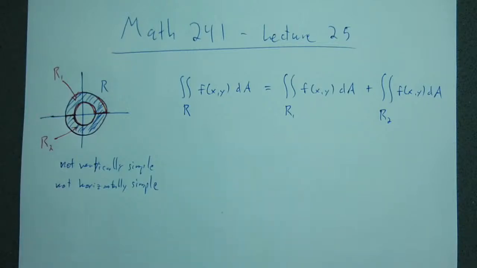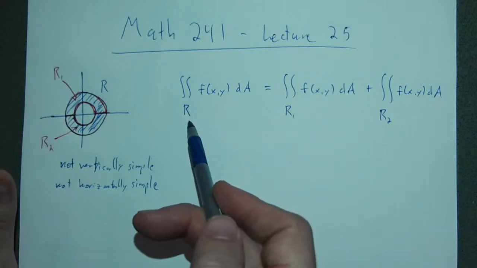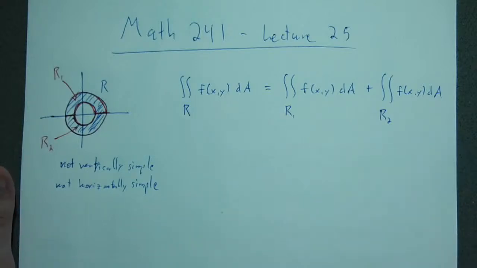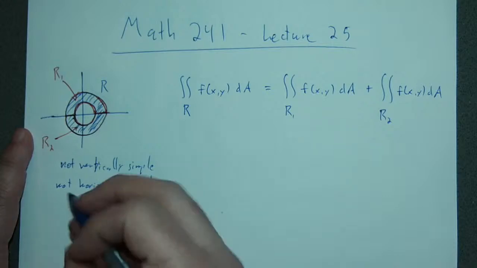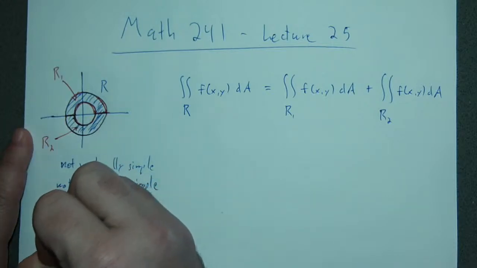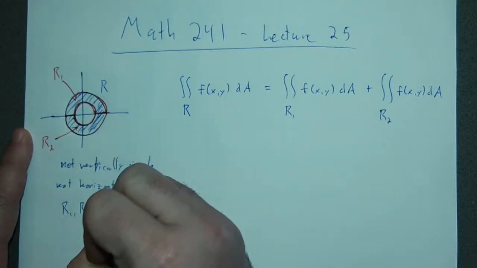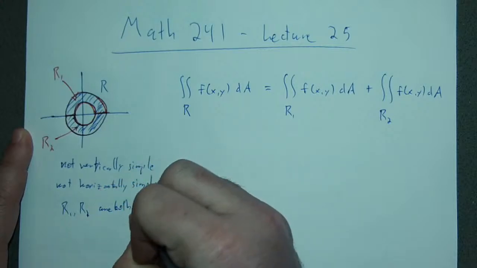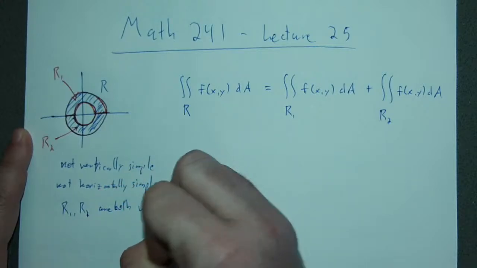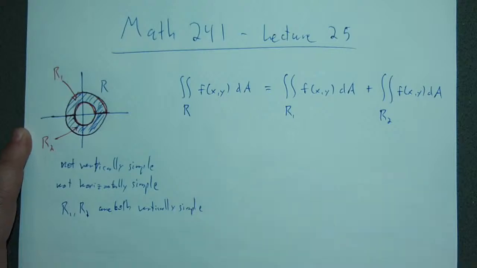Now, what sucks about doing it this way? Well, it just adds more work. Instead of doing a single double integral, now I have to do 2 or 3 or 4 or however many. But what's the benefit of doing it this way? Note that the regions that I split it into are actually vertically simple. So R1 and R2 are both vertically simple. And so you can deal with a region like this by splitting it like that.